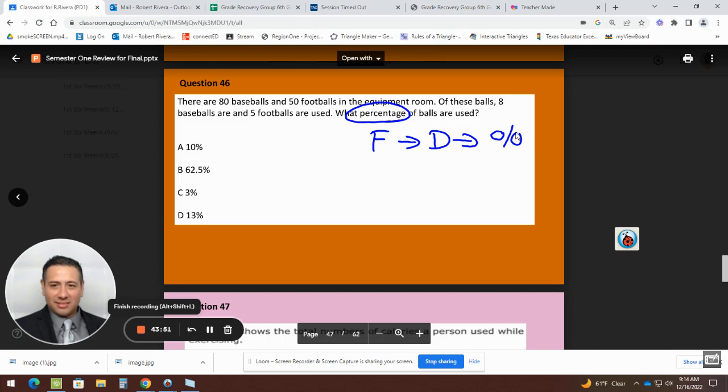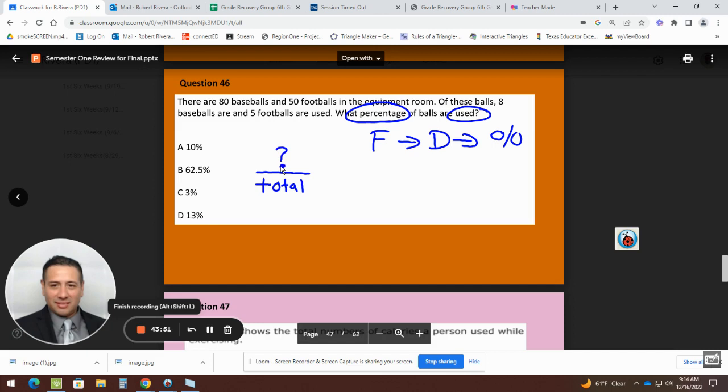Now, they want a percentage of the ones that are used. That's important too. Okay? So here we go. Right now, do you see any fractions literally in the story? No. So I'm going to teach you today how to make fractions when there's no fractions. In fractions, you always put the total on the bottom, and on the top is what they're asking me for.